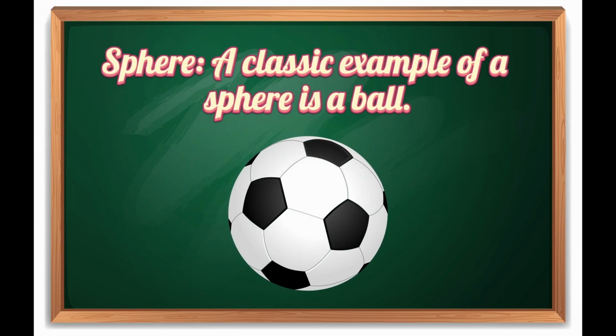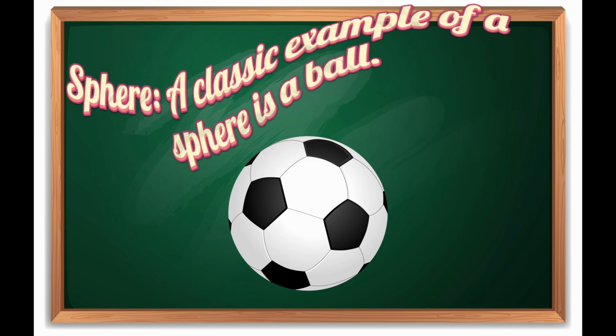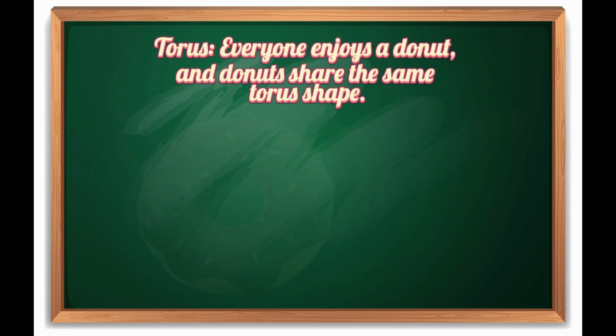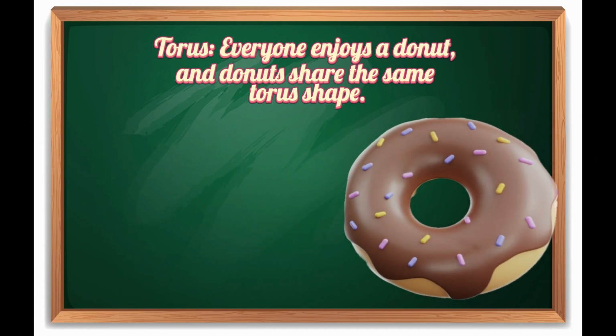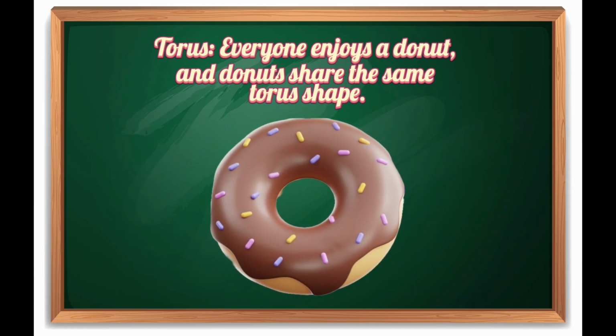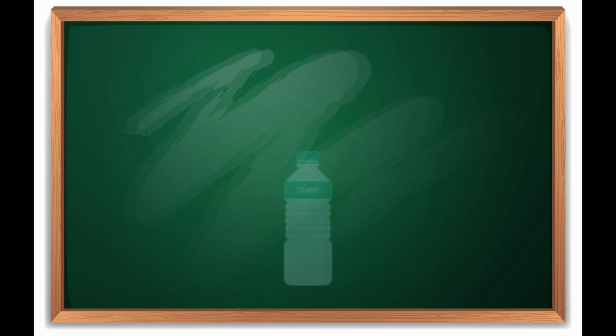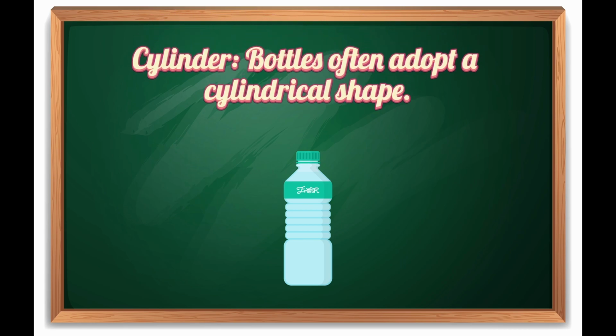Sphere. A classic example of a sphere is a ball. Torus. Everyone enjoys a donut, and donuts share the same torus shape. Cylinder. Bottles often adopt a cylindrical shape.